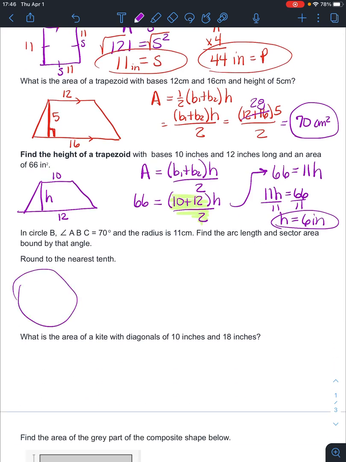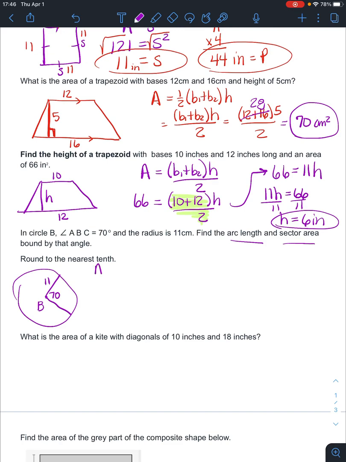So your height is 6 inches. Okay, so we have circle B. Let's draw a circle, name it B. And we have ABC is 70 degrees. So we have this angle right here that's 70 degrees. And the radius is 11. So here's the picture that we have. Find the arc length and the sector area.